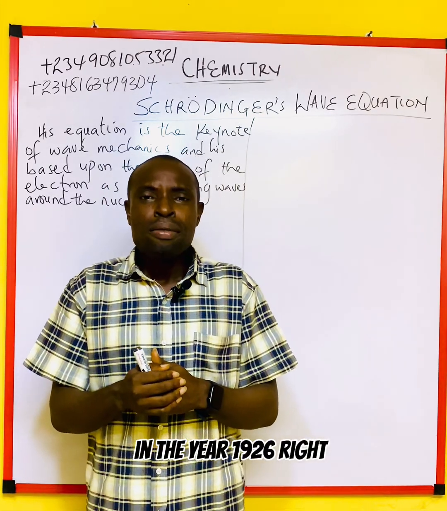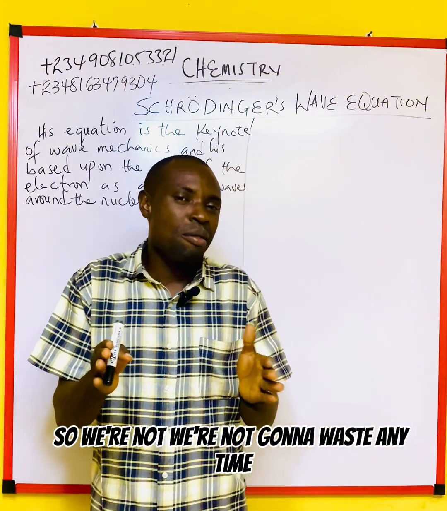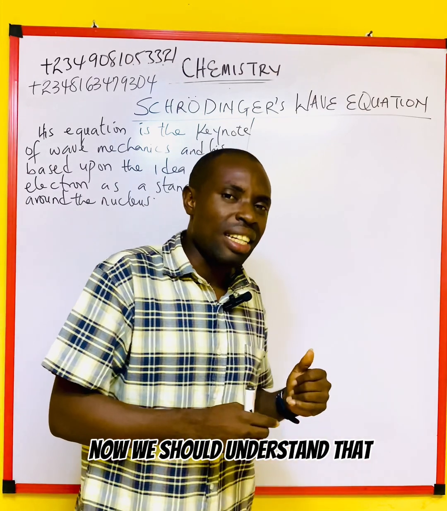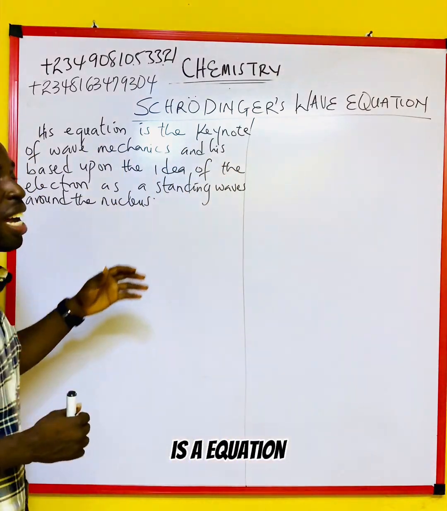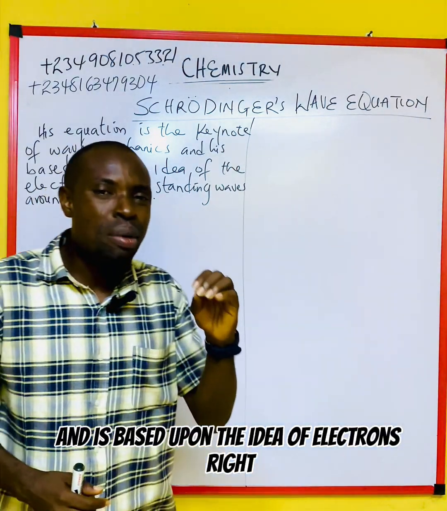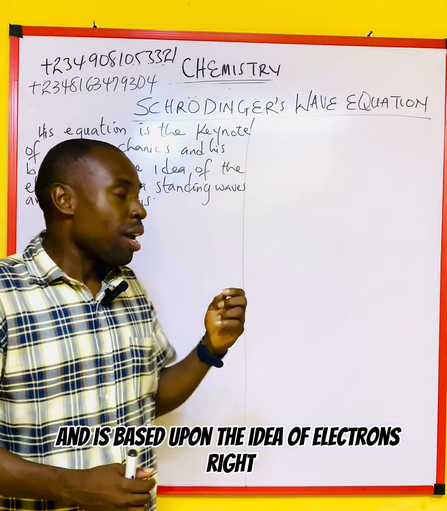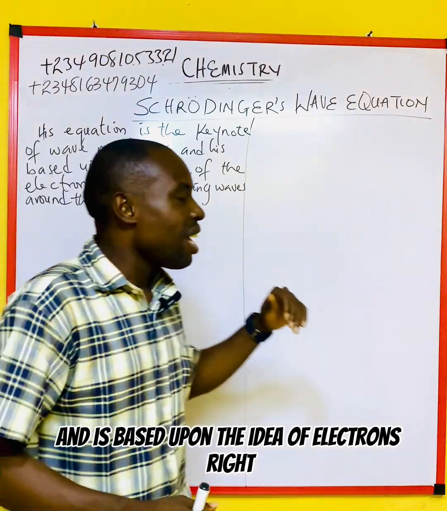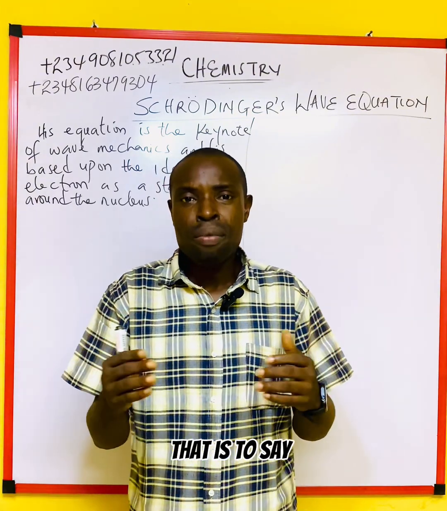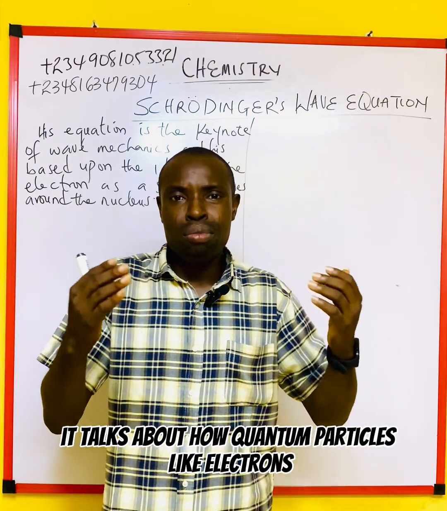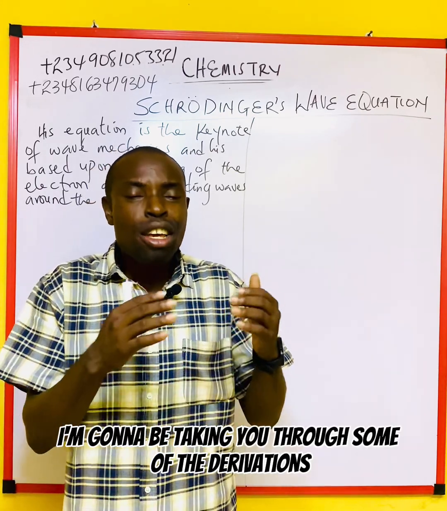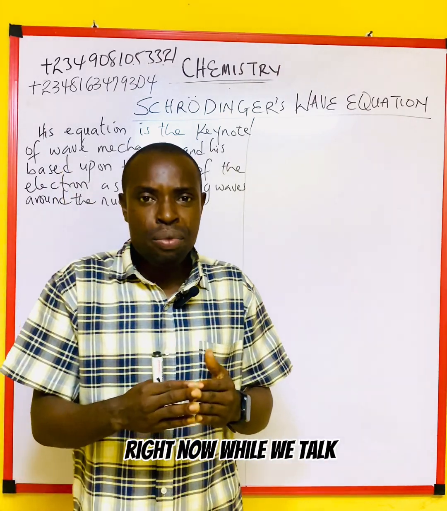1926, right? So we're not going to waste any time, we'll just go straight to the point. The Schrödinger wave equation is an equation that talks about wave mechanics and is based upon the idea of electrons as a standing wave around the nucleus. That is to say, it talks about how quantum particles like electrons behave. Now I'm going to be taking you through some of the derivations.